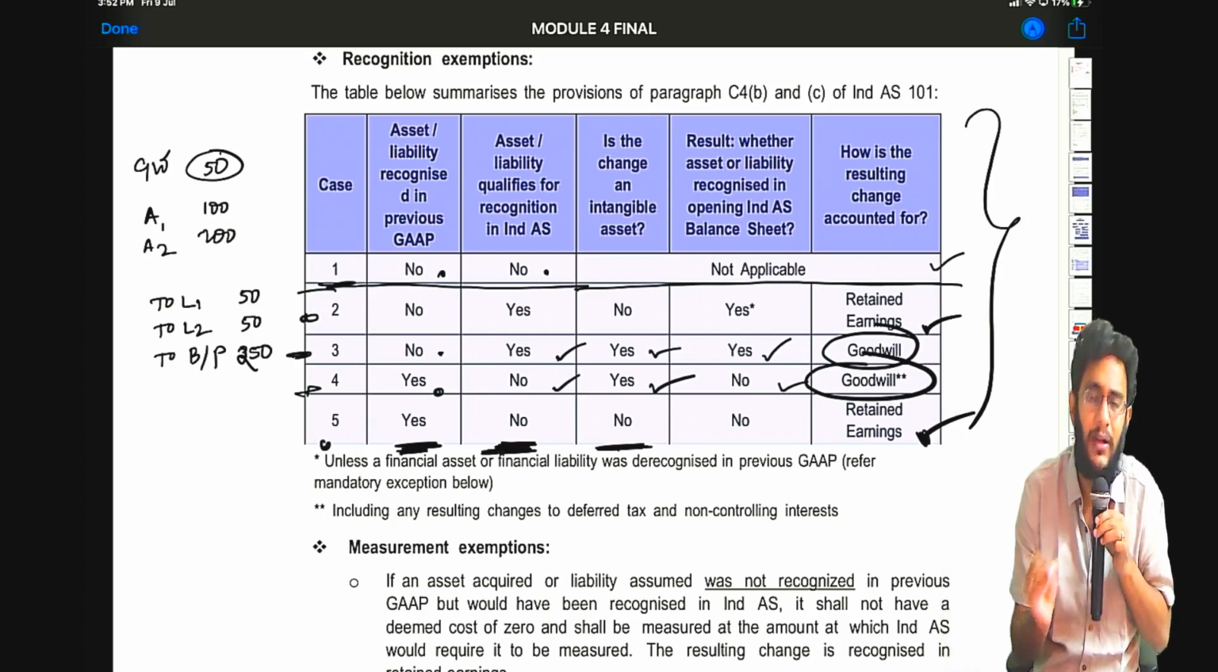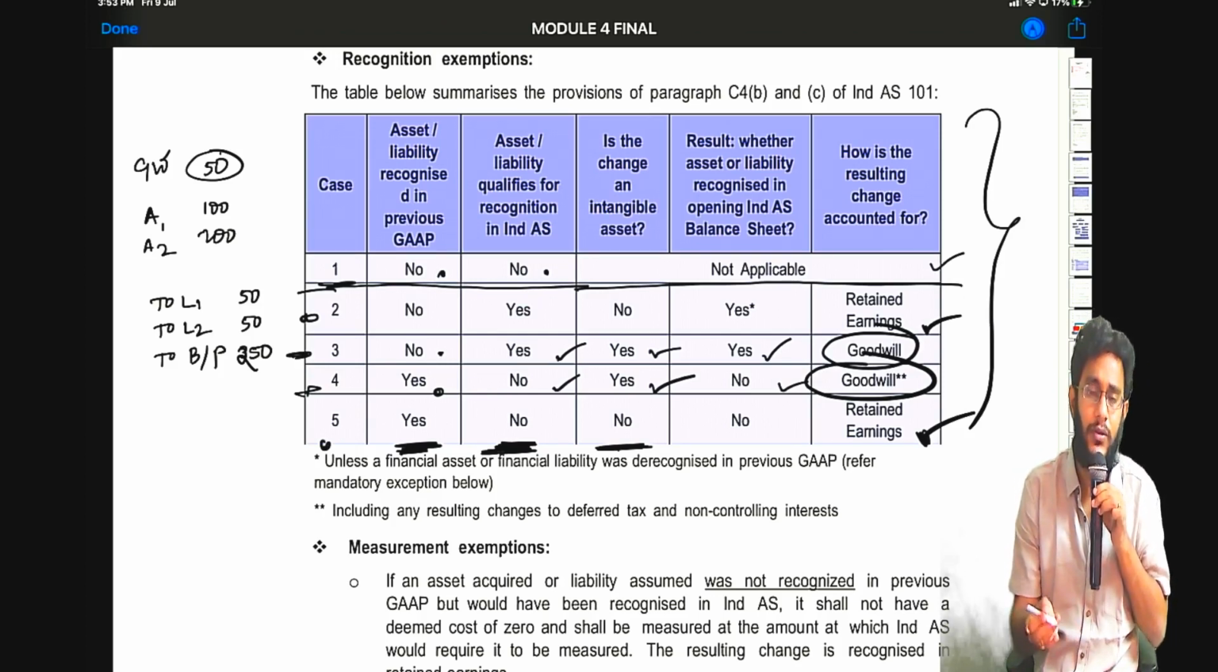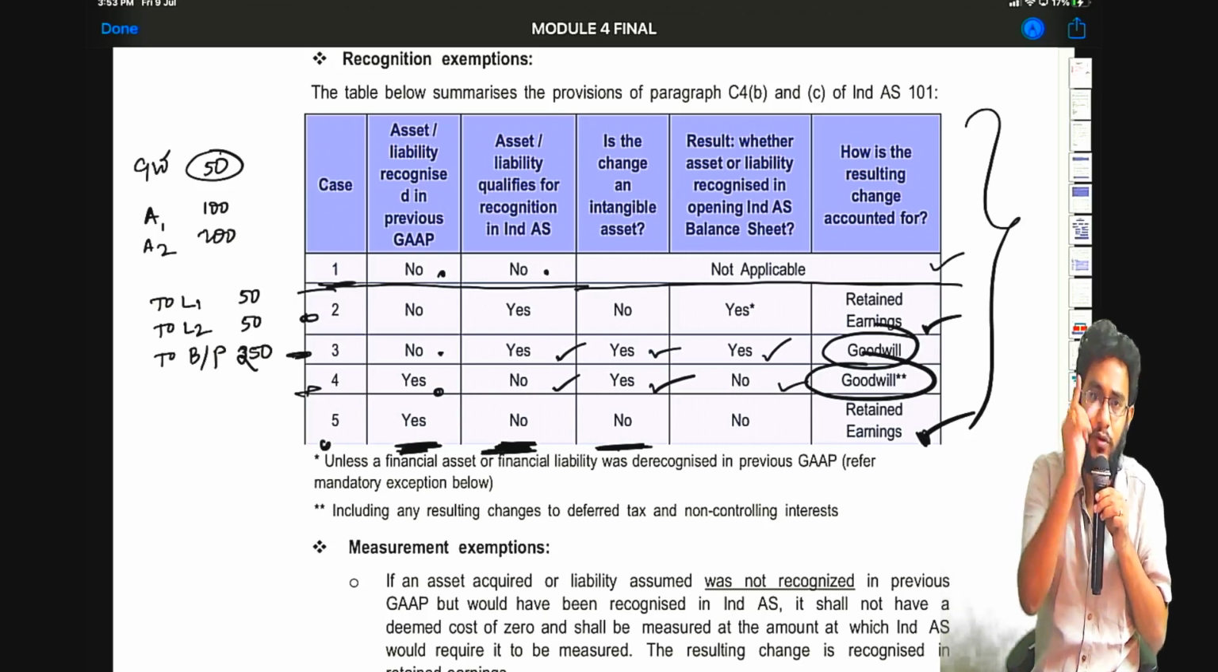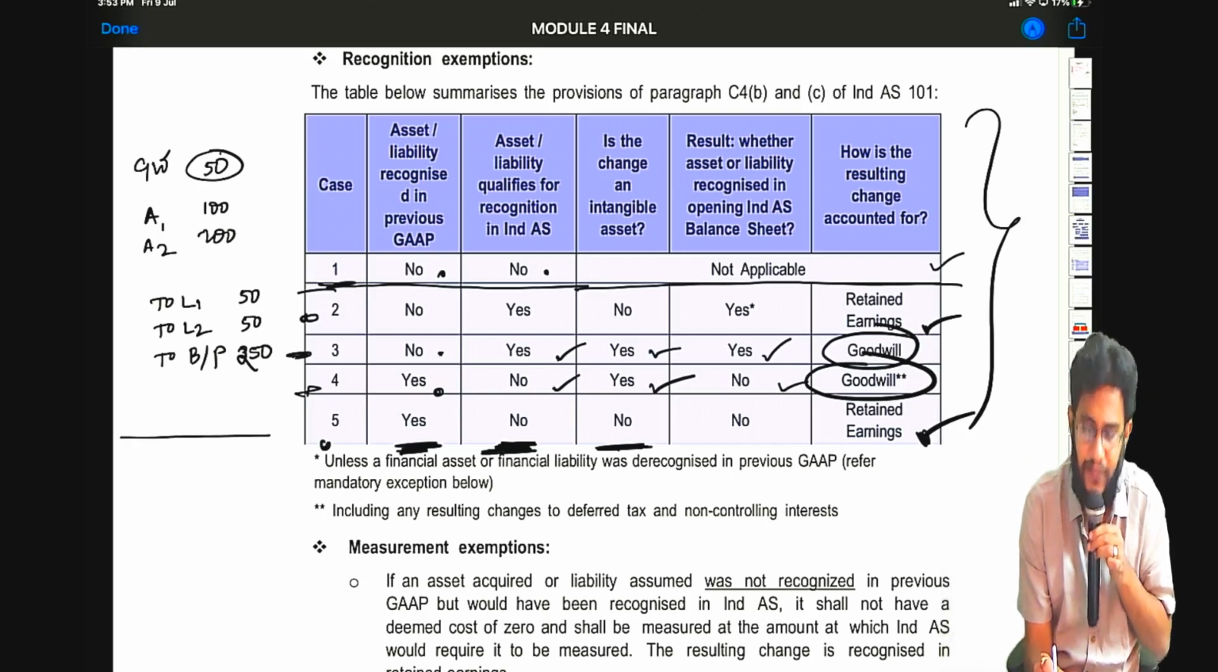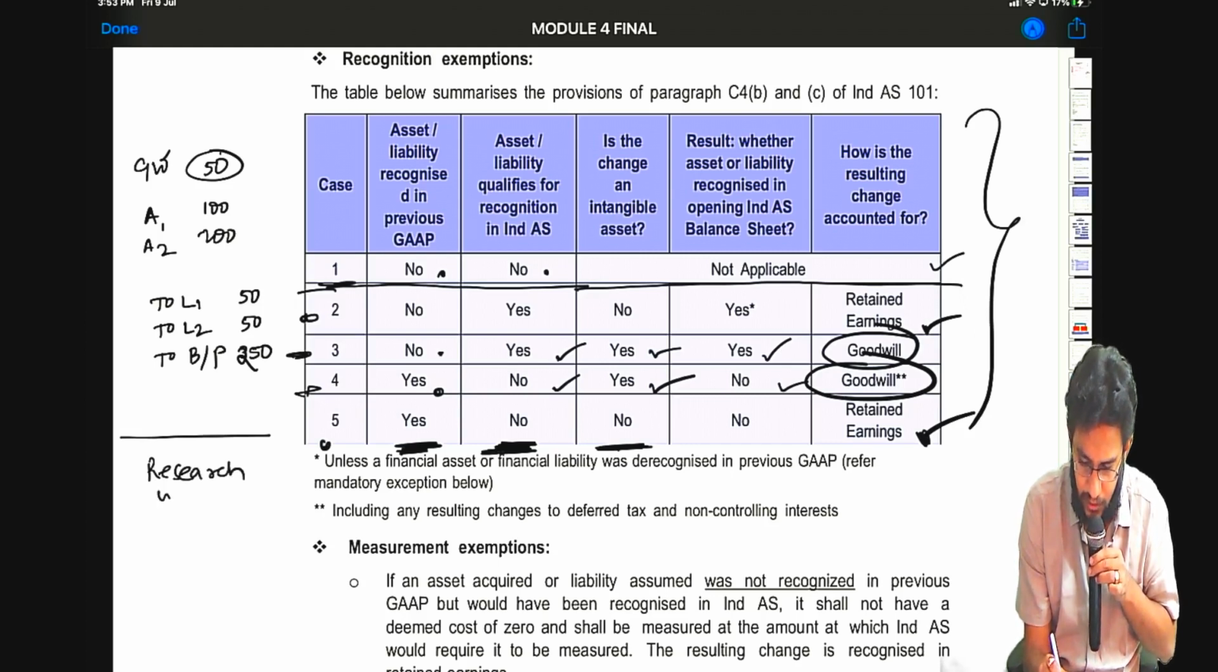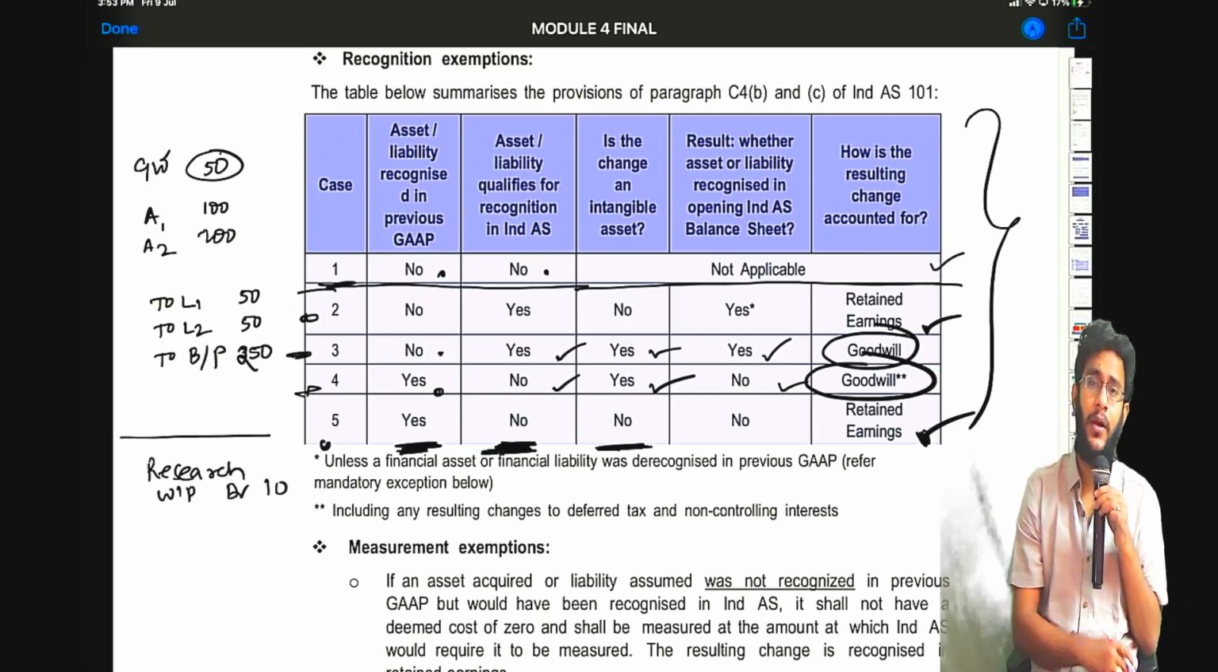Suppose on the date of transition, I tell you, no sir, you have to show the research asset separately. Okay, after some 1 year, 2 years, when the transition date has occurred, research work in progress worth 10 I have created. Now credit where?